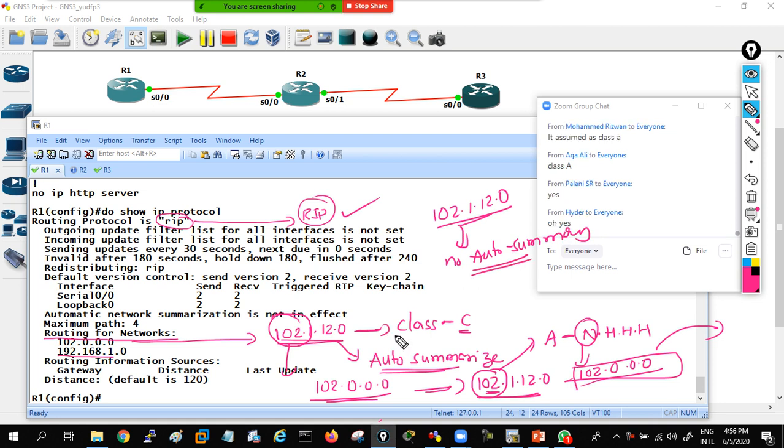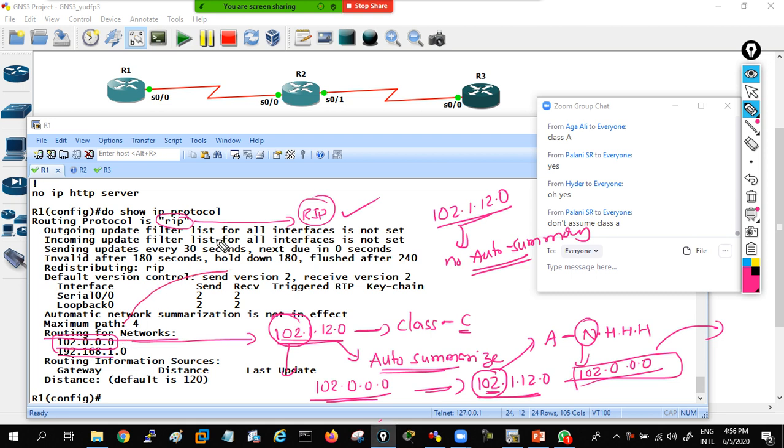Seshu, I have one doubt. Although we have written no auto-summary, it is still showing. You have configured auto-summary, right? Whenever you advertise the network, by the nature of the routing protocol, by default it will show you the full summary route in your routing table. That is the default nature.